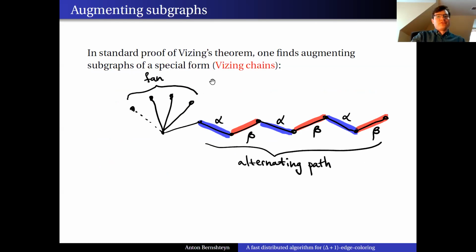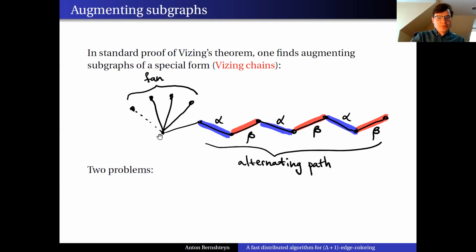Okay. So the way one usually proves Vizing's theorem is by finding augmenting subgraphs of a certain special form, which I'm going to call Vizing chains. So a Vizing chain looks like this. There is an uncolored edge here in the beginning. Then there is a fan, what's called a fan of edges. This is a collection of edges that are all sharing this one vertex. And then to this fan, an alternating path is attached, where alternating means that the colors of the edges on the path are switching between some two colors, say alpha and beta, or blue and red in this picture. So this is the type of structure that Vizing finds, and the point is that you can find an augmenting subgraph of this form. This is how you prove Vizing's theorem usually.